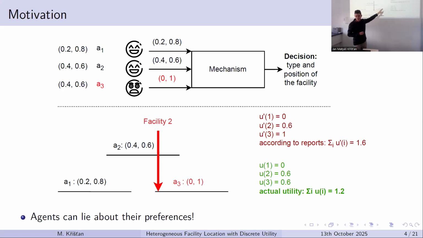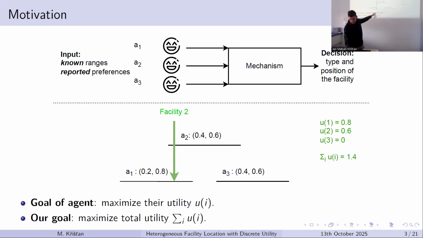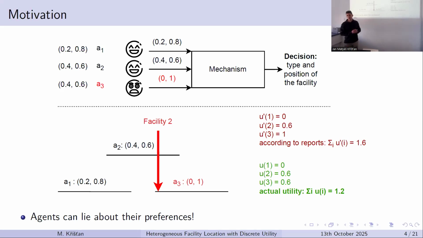So in this case, if the third agent reports that he has 0 preference for facility 1 and 1 preference for facility 2, then from the reported information, it looks like the optimum position to place the facility is here, and it would be with utility 1.6. But his actual utility is still 0.4 and 0.6. So the actual utility would be 1.2. So you can see that in the case where the agent lies, it's actually worse than when everybody was telling the truth. So this work is about how to deal with this.